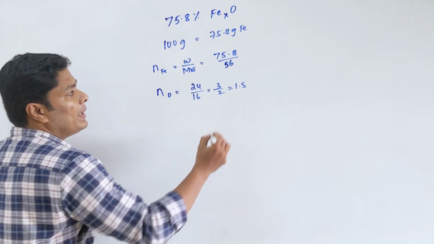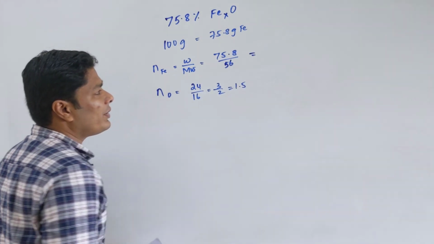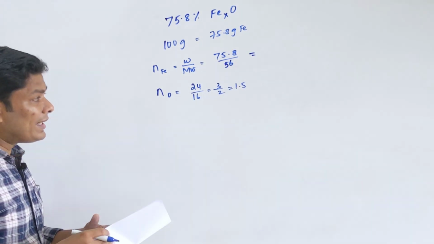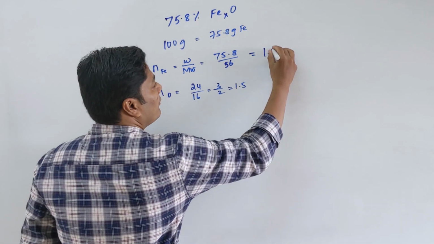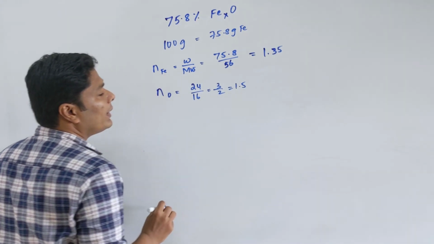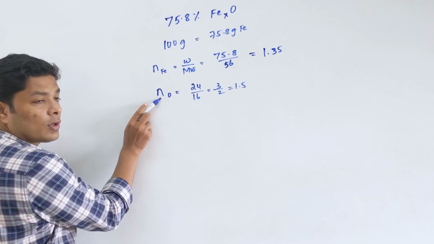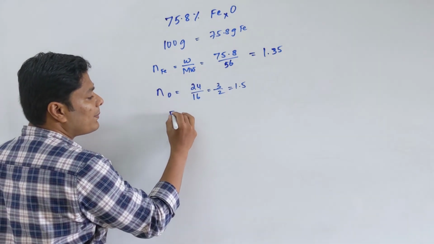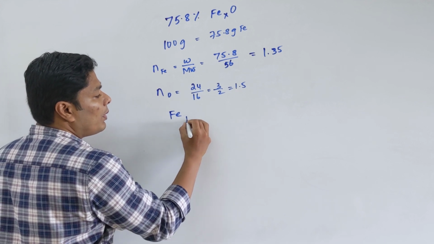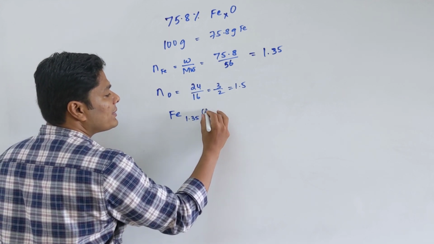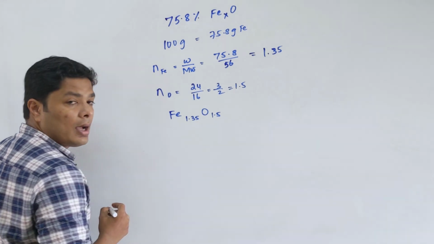I have 1.5. Now I know that this number is a little tricky for you, so I calculated it for you guys. It comes to 1.35. The math will not be this tough for you. So what we have calculated is that in this sample, this many moles of iron go with this many moles of oxygen. So what is the formula of the sample? 1.35 moles of Fe is with 1.5 moles of oxygen.